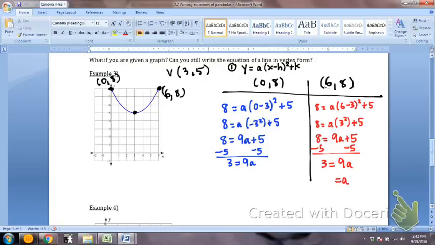What is 3 over 9 reduced to? 1/3. So your A value is 1/3, whichever way you did that. If you did not get 1/3, check your answer with what I have. Once you get A to be 1/3, plug it back in and write your equation. So do step number 2, which is writing your equation.